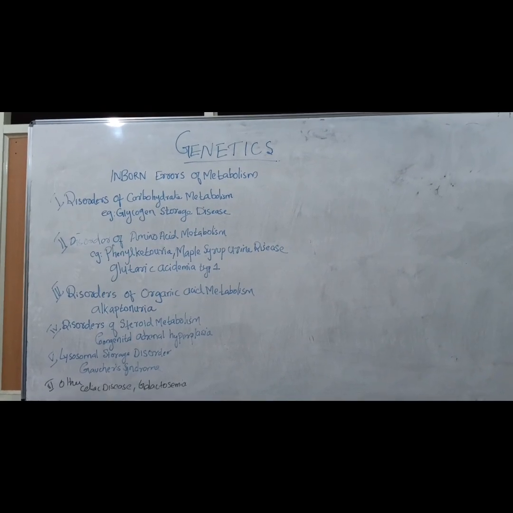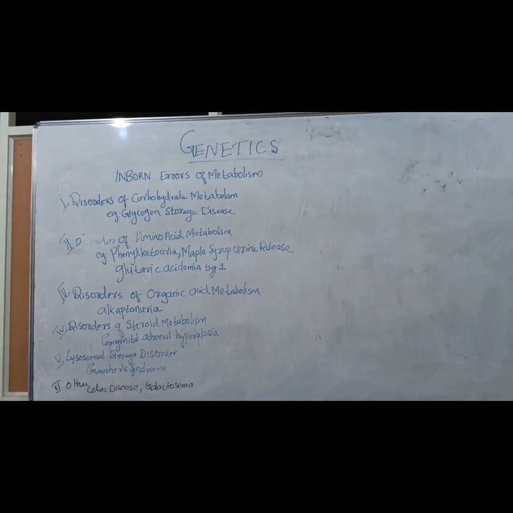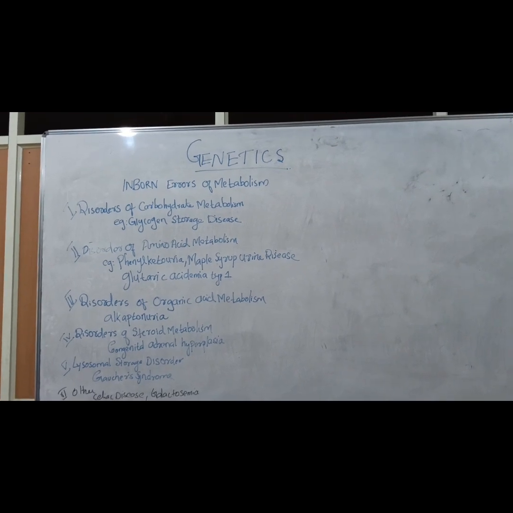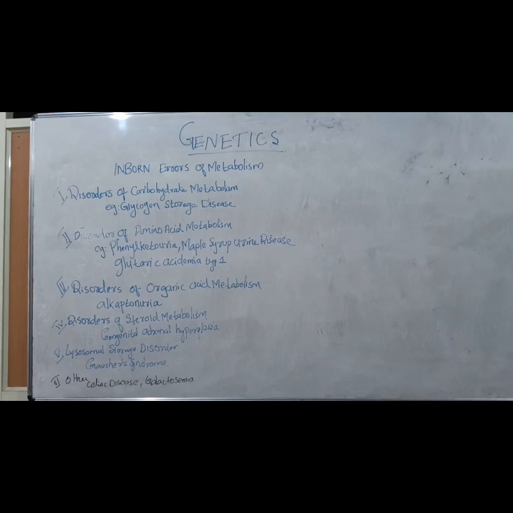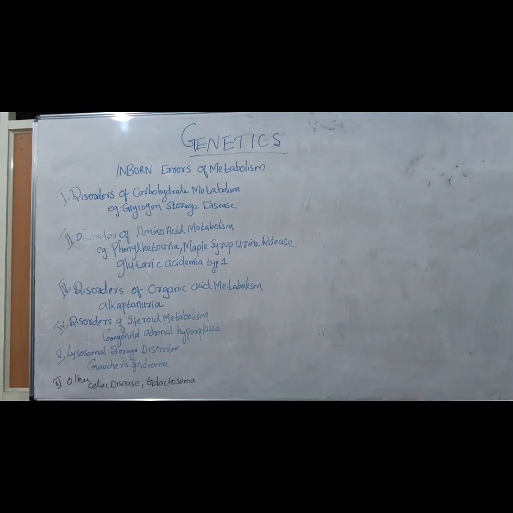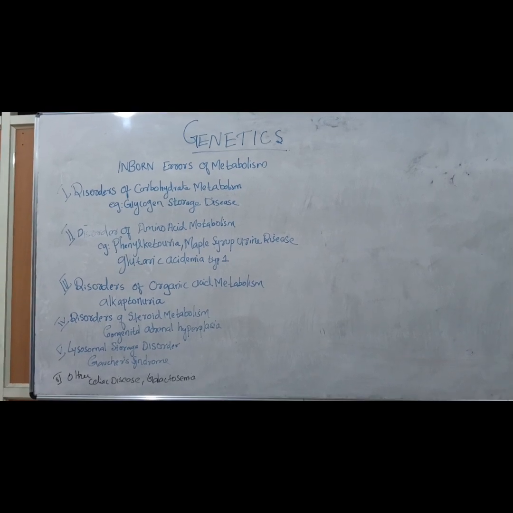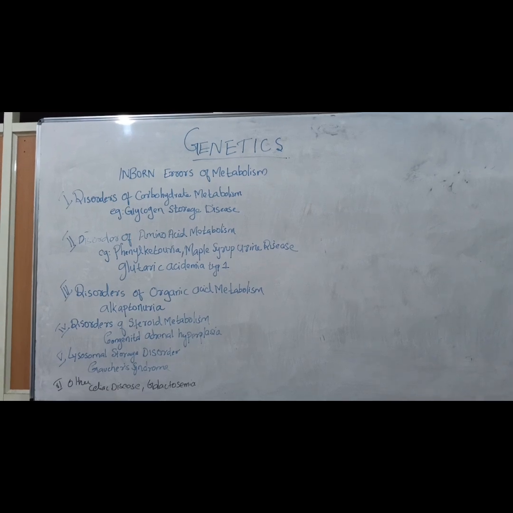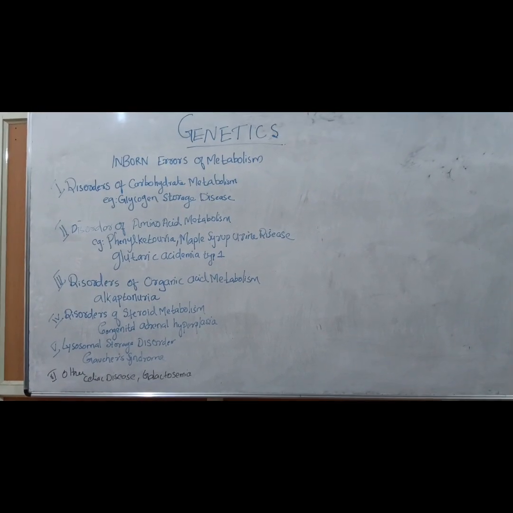So this is the simple form of inborn errors of metabolism. There are many errors that are caused because of metabolism. So we have briefed it into disorders of carbohydrate metabolism, disorders of amino acid metabolism, disorders of organic acid metabolism, disorders of steroid metabolism and lysosomal storage disorder. So the main inborn errors of metabolism, simply we can tell: glycogen storage disease, phenylketonuria, maple syrup urine disease, alkaptonuria, congenital adrenal hyperplasia, Gaucher's syndrome, celiac disease, galactosemia.